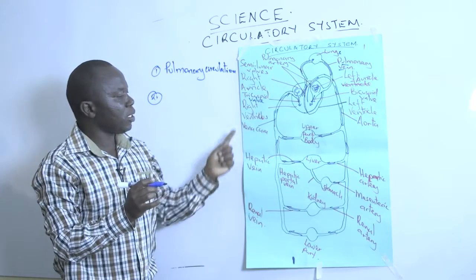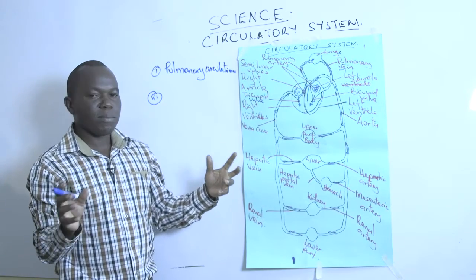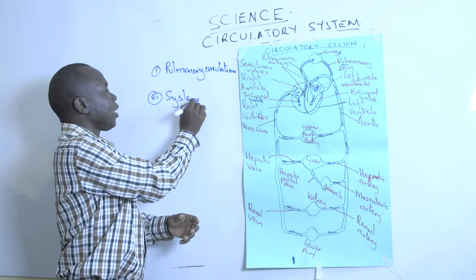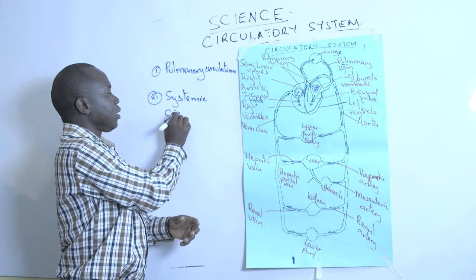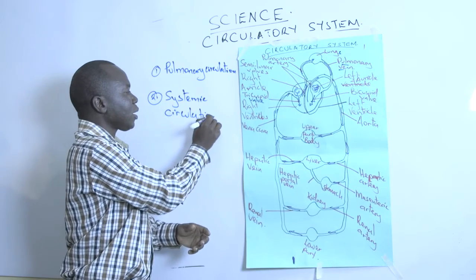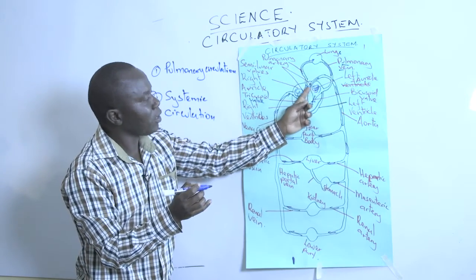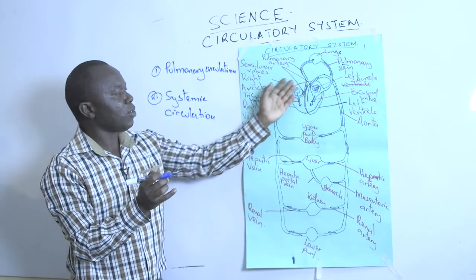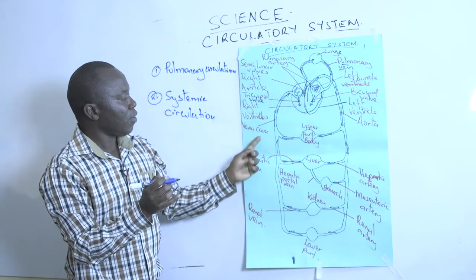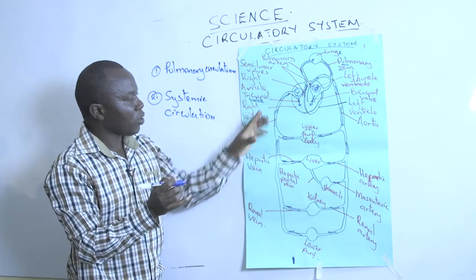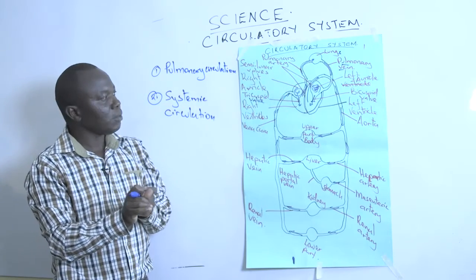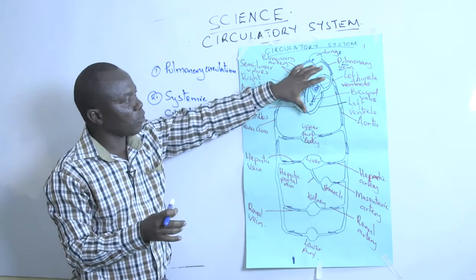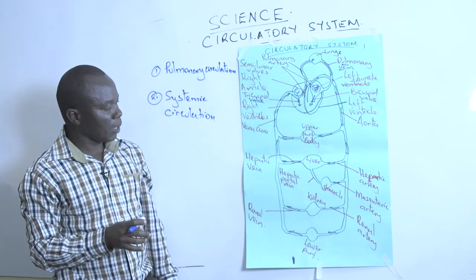To the rest of the body system. We are emphasizing the word body system. So because of that, we call it systemic circulation. Why systemic circulation? From the heart through the aorta to the rest of the body system, then back to the heart through the vena cava. So this is the circulatory system, and I think we have understood every part and the role of each of these parts.